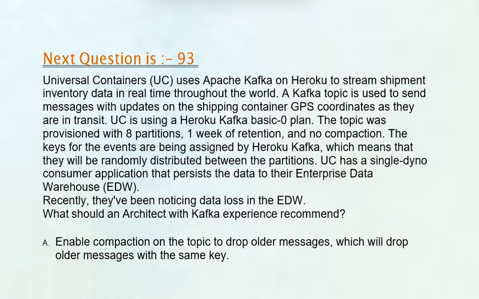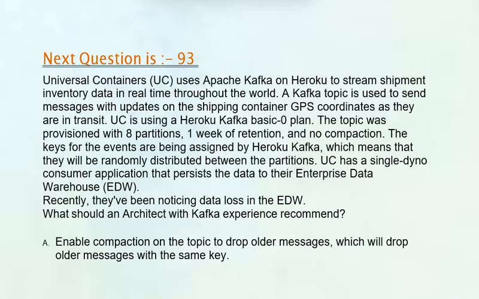Question: Universal Containers (UC) uses Apache Kafka on Heroku to stream shipment inventory data in real time throughout the world. A Kafka topic is used to send messages with updates on the shipping container GPS coordinates as they are in transit. UC is using a Heroku Kafka Basic Zero plan.